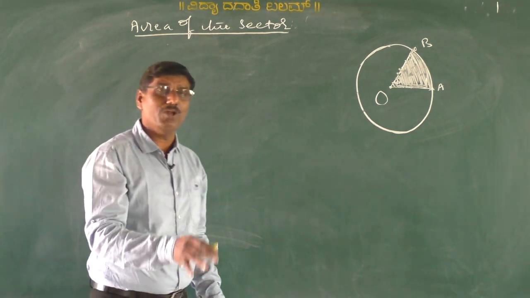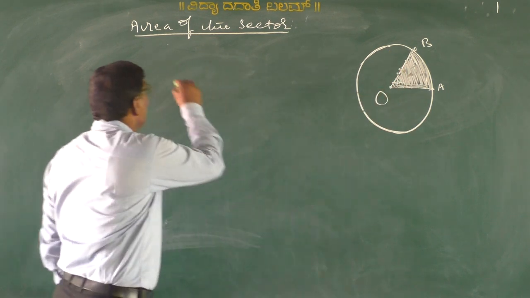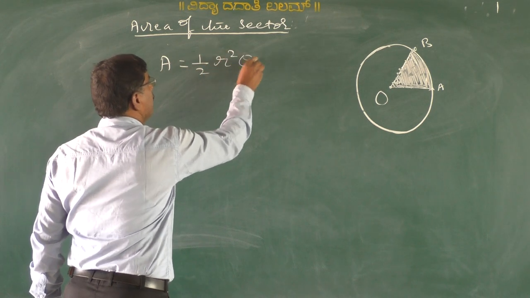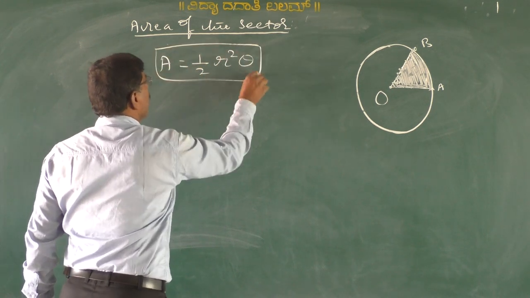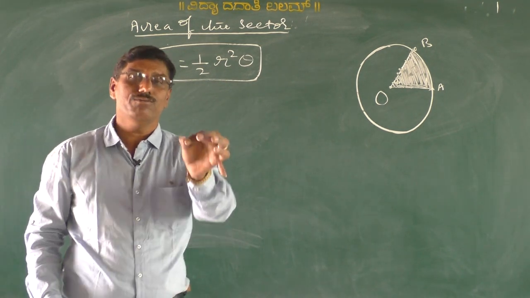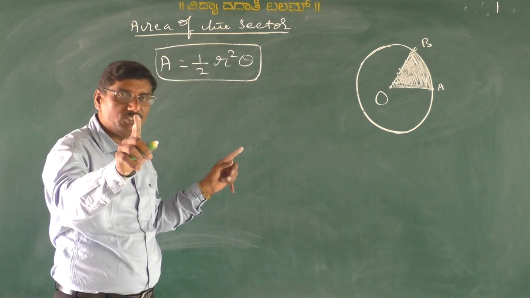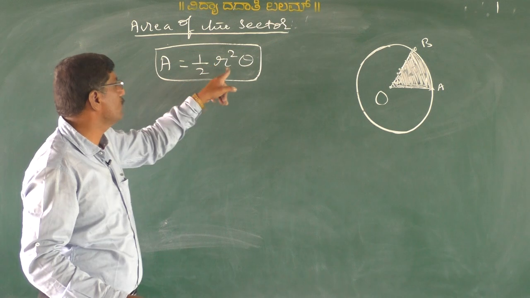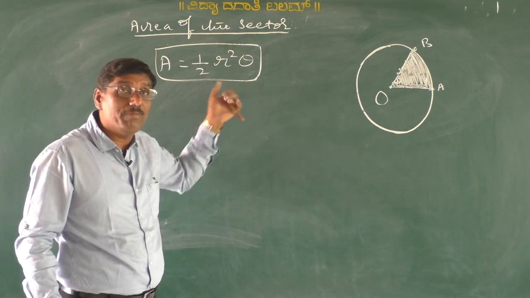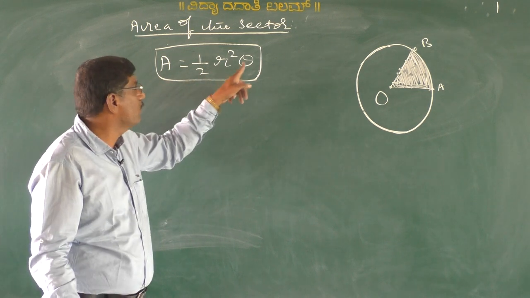So what is the formula used to find this sector? That is the formula A is equal to half r square theta. This is the formula we are going to use to find the area of the sector. Are you understood? No proof is needed. A is equal to half r square theta. We will need this formula in the coming chapters, so keep it in mind.